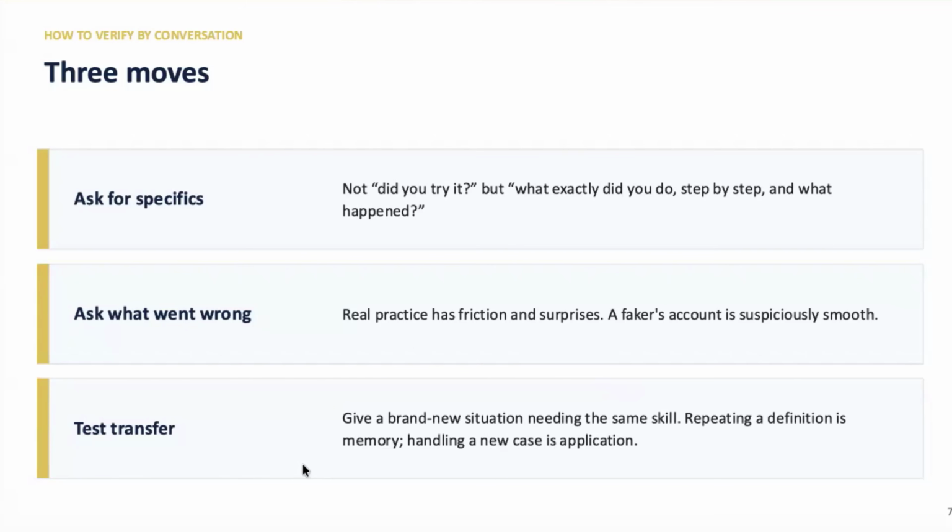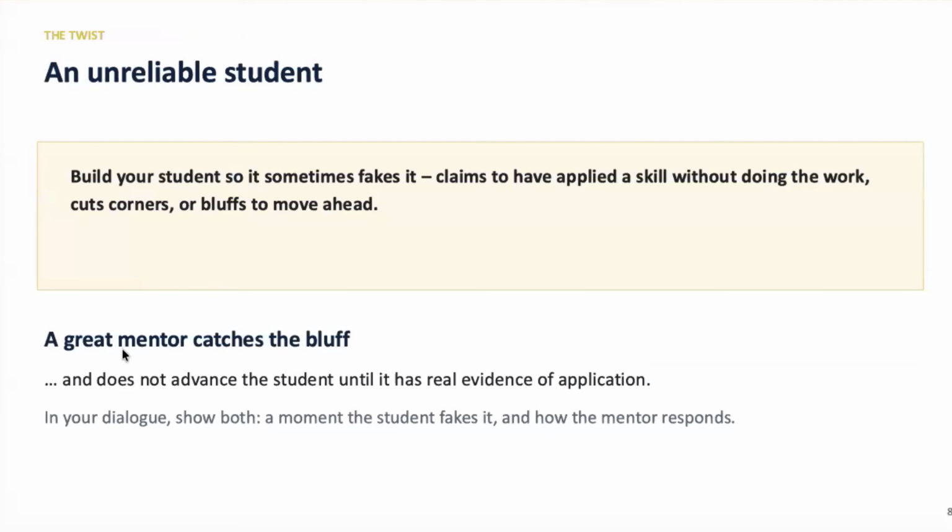Third, test transfer: give a brand new situation needing the same skill. Repeating a definition is memory. So again, these are all hints for you on how to act, how to prompt, and that should simply help you.